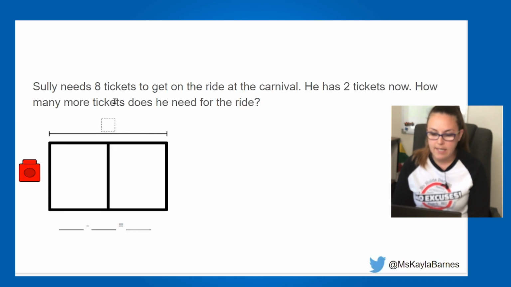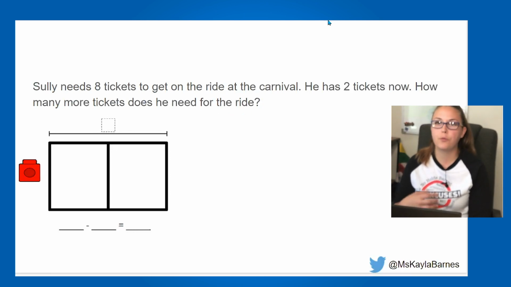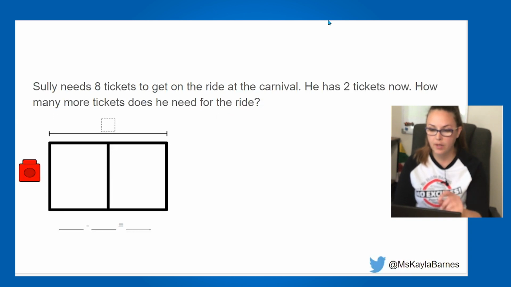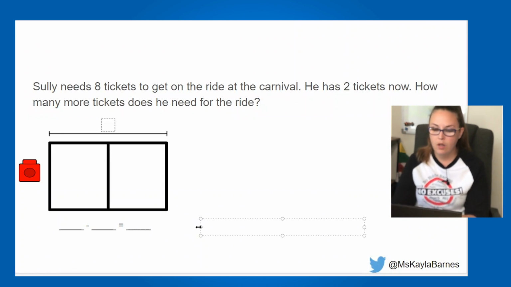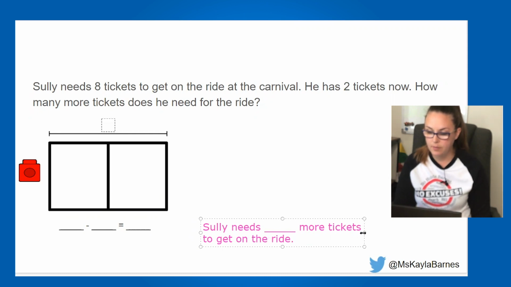Sully needs 8 tickets to get on the ride at the carnival. He has 2 tickets now. How many more tickets does he need for the ride? Do you remember what the next step is in our process of understanding word problems? The next step is we need to write a sentence that will answer our question. So our sentence should say something like, Sully needs some more tickets to get on the ride. Okay. So that's going to be our answer statement.